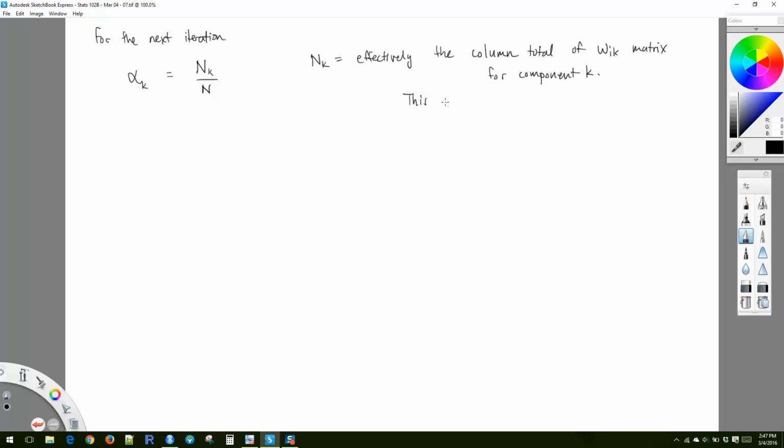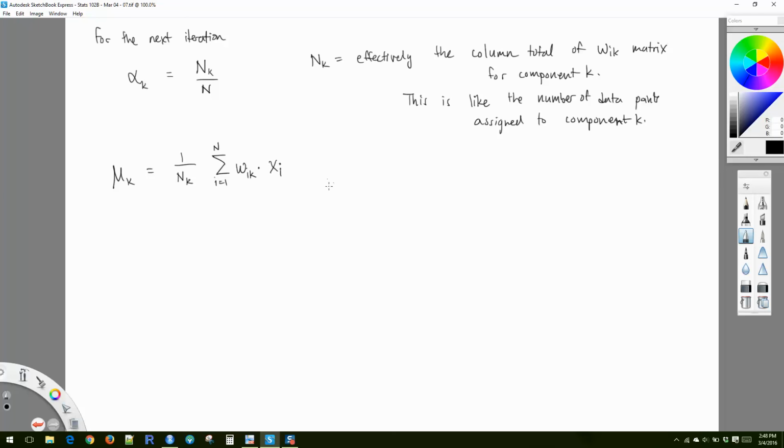So this is like the number of data points assigned to component k. Okay, so this becomes our new mixture weight. We do this for all of the components. And then our new set of means is going to be, effectively, we take our weight matrix and multiply it by our x data points, and we sum this up for all of our data points. And then we divide by how many data points are assigned to component k.